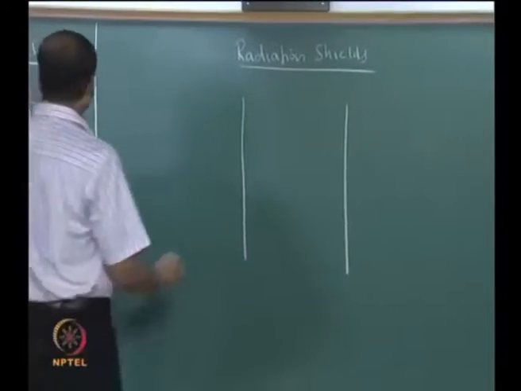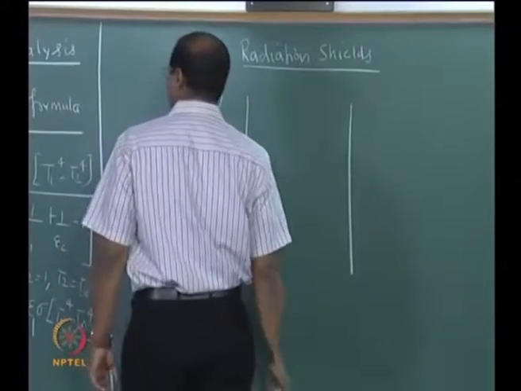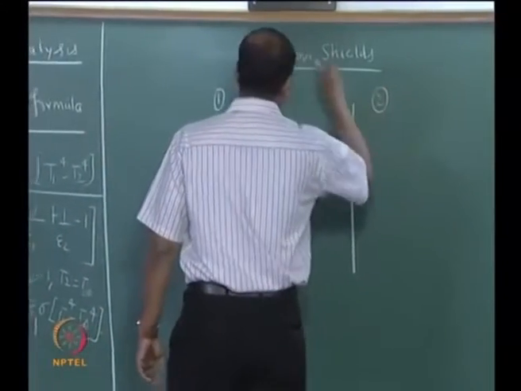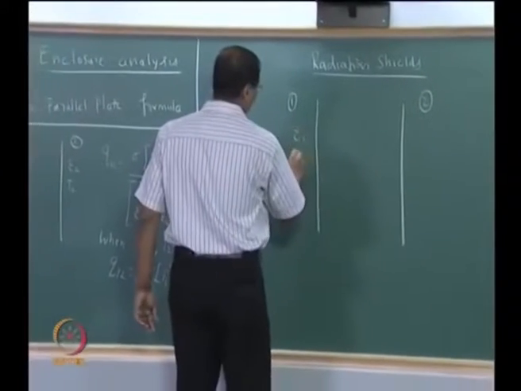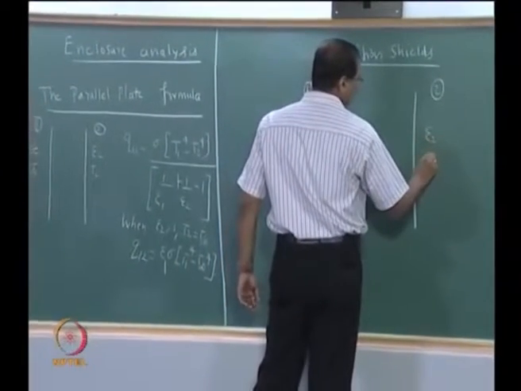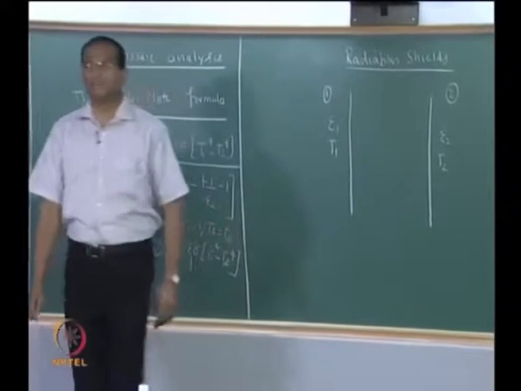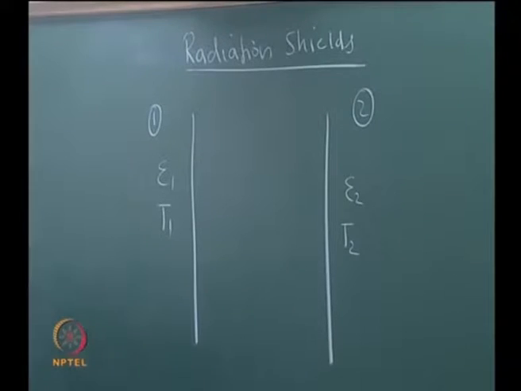So consider two vertical, infinitely deep, infinitely long parallel plates which are at temperatures T1 and T2 respectively, with hemispherical spectral emissivities epsilon 1 and epsilon 2. The intervening space is evacuated, that means there is vacuum in between. In the absence of any shield or in the absence of any medium in between, or in the presence of a radiatively transparent medium, you have already derived the radiation heat transfer between the two surfaces. Now I insert a shield.